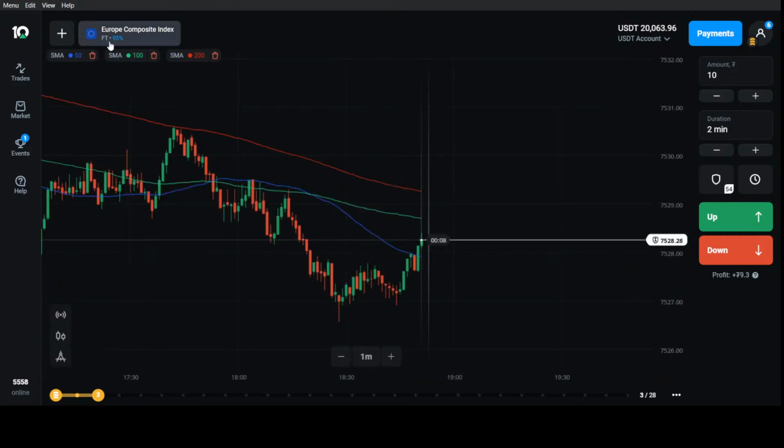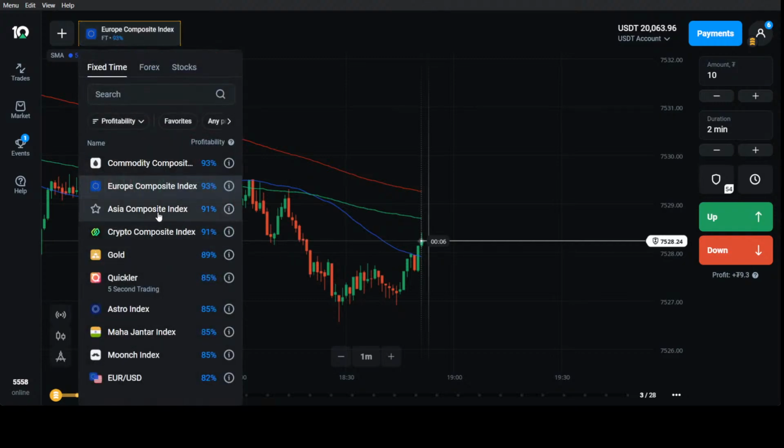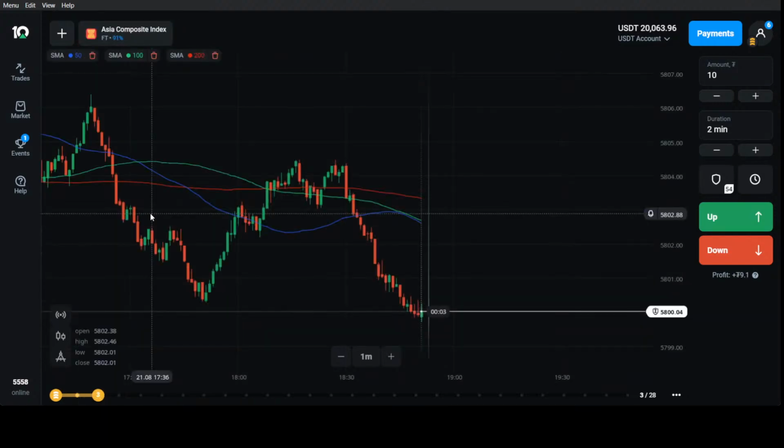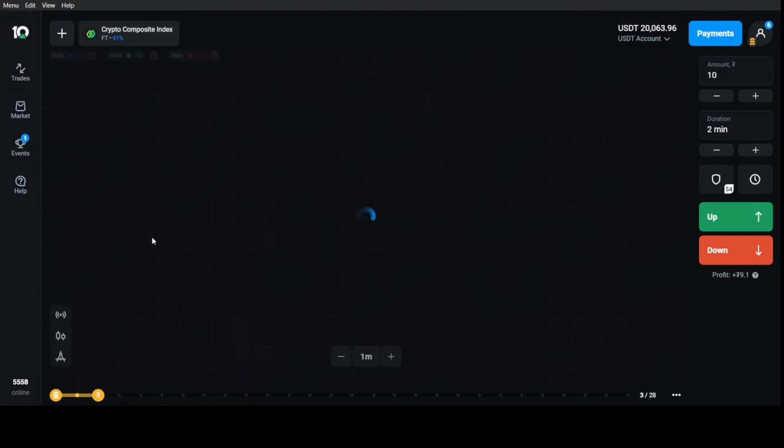We will be having a signal in Euro Composite, but that would be after a minute or two, after two, three candles, maybe not at the moment.